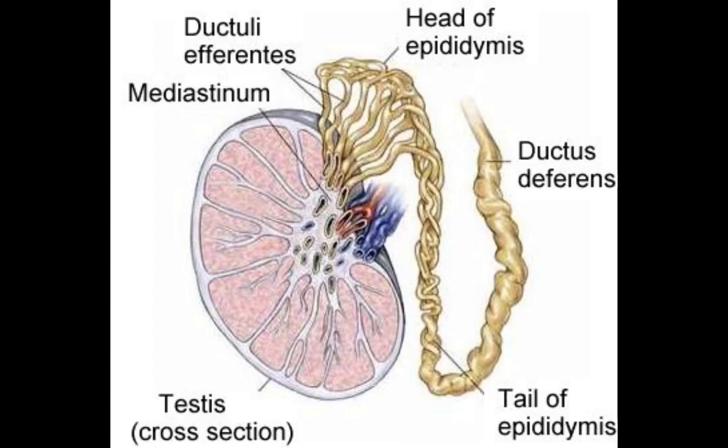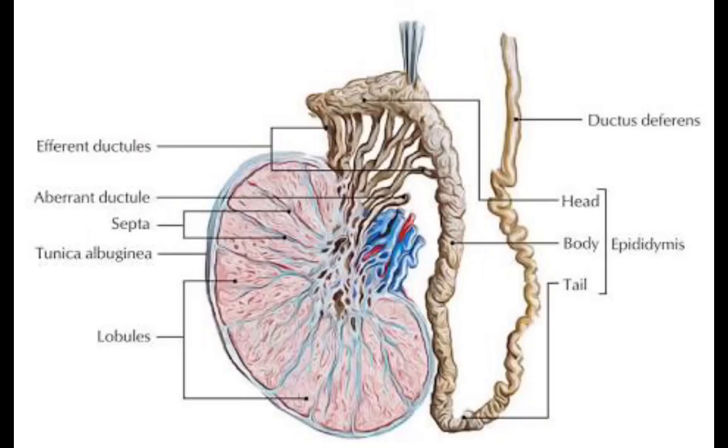The body and the tail of the epididymis are formed by coiling of a single duct. From the tail, the vas deferens begins as a continuation of the canal of the epididymis. This is all about the epididymis. It is a comma shaped structure which has a head, body and tail, and the tail continues as the vas deferens.